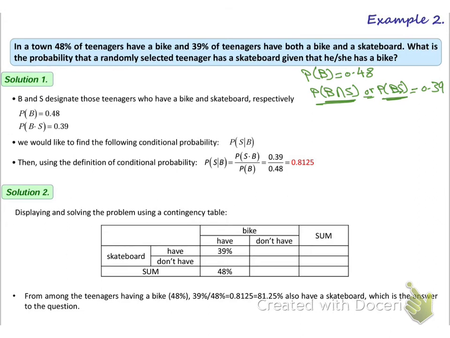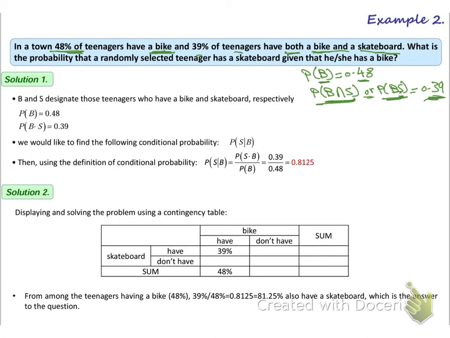So in this example, in a town, 48% of teenagers have a bike. Okay, so the probability of having a bike is 0.48, and 39% of the teenagers have both a bike and a skateboard. So this is the intersection between bike and skateboard. We can write B intersect S, or BS, both of them are the same. So this is the intersection, which is 0.39.